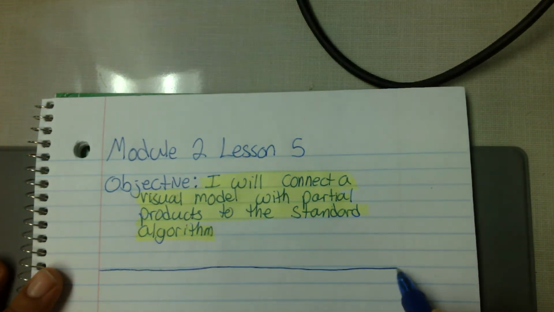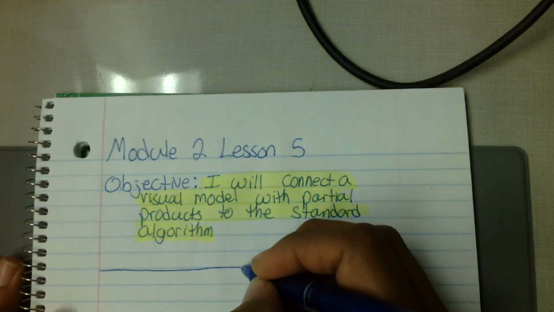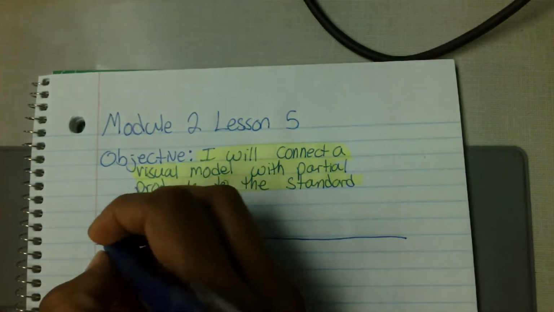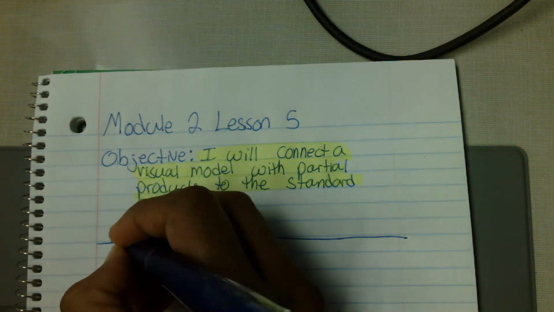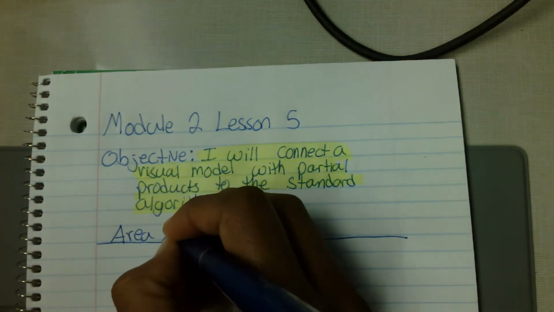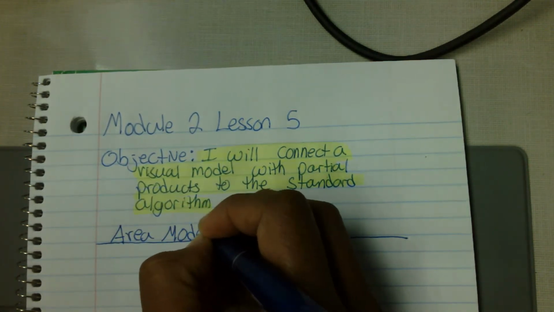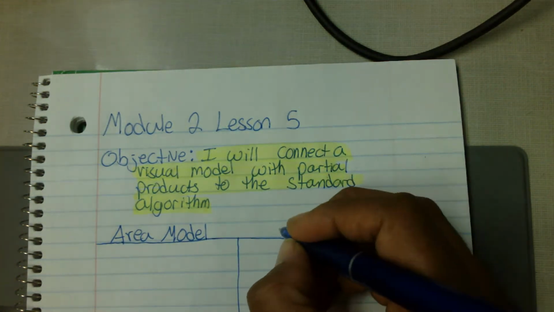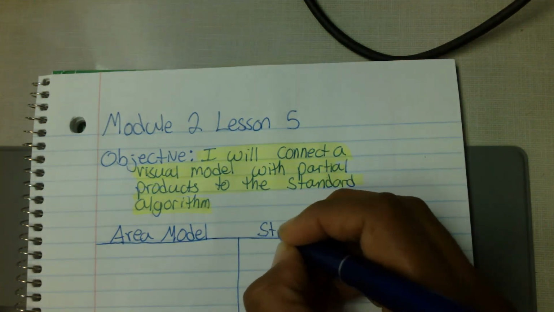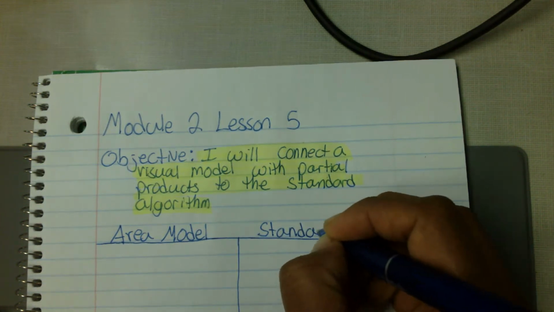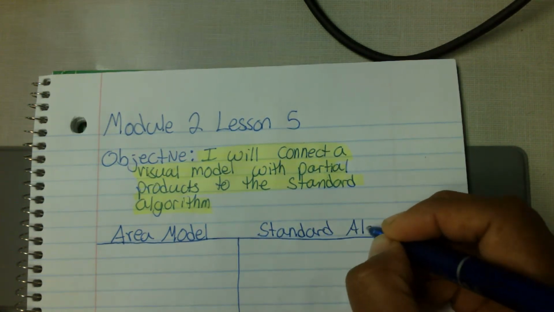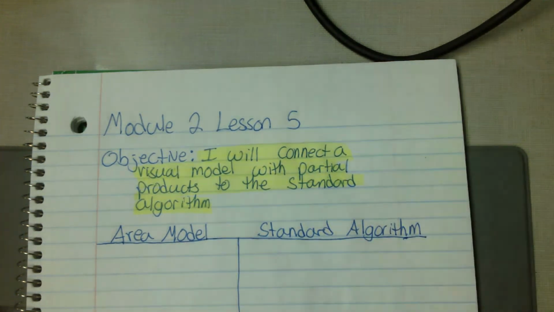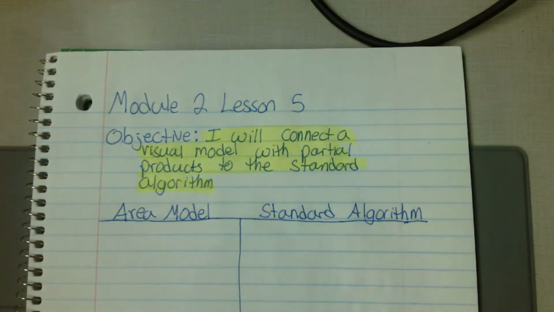So if you want to go ahead and divide your paper into 2 sections. And we are going to call this the area model, because we know when we're looking for area, we're multiplying length times width, and that's what we're going to be doing today. And this can be titled the standard algorithm. Okay, so that's what we're going to do today.